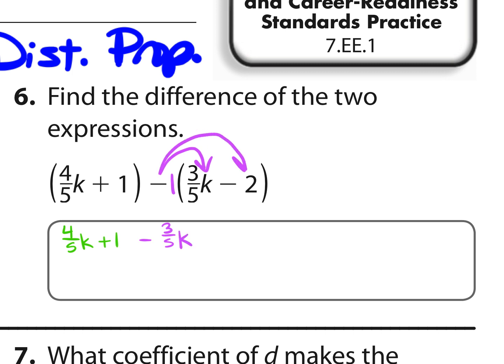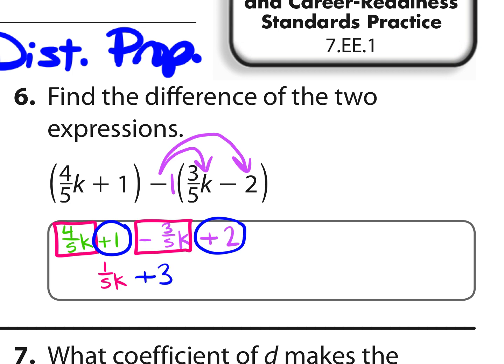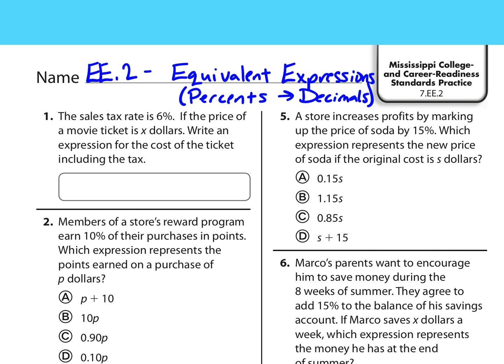And then negative times negative 2 is a positive 2. Now I just look to see what like terms I have. I have 4/5 k minus 3/5 k is 1/5 k. And then I have constants that are like terms. 1 plus 2 is 3. And we're done.